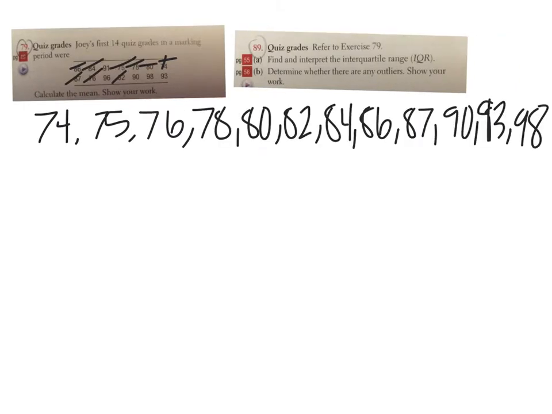So the first one is a 74. And then it looks like I have a 75 and a 76, and I will keep going. Now I have all the quiz grades listed in order. Although I realized I missed 91, so I need to add that in there. It needs to be a 91 right there. Okay, I think I was actually missing 2 numbers. Now I have 14 numbers. It's always good to count and make sure you have it.